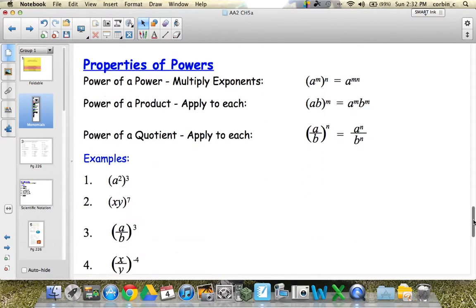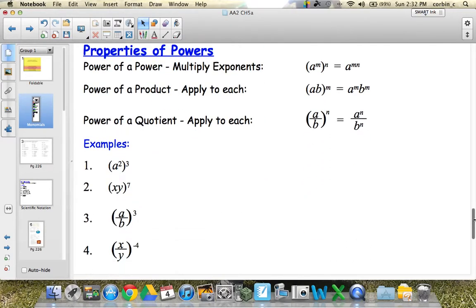And then we come to our 3 final properties. Power of a power. What this means is if you have something to an exponent and you're putting another exponent on it, you are going to simply multiply those exponents.